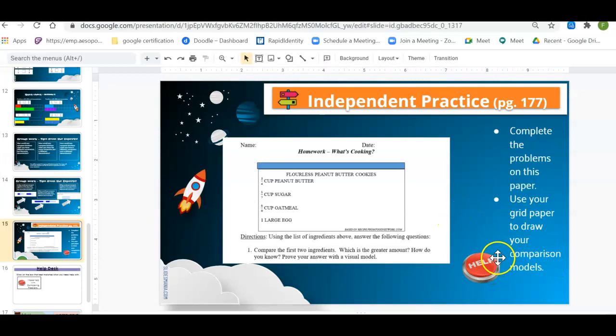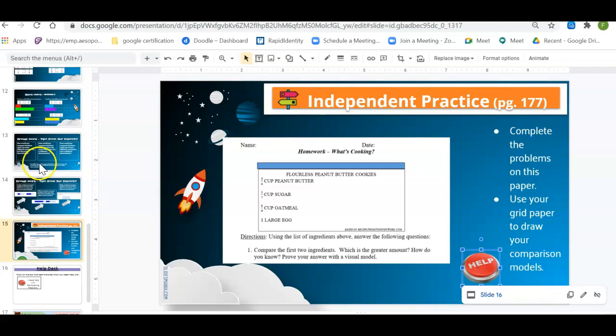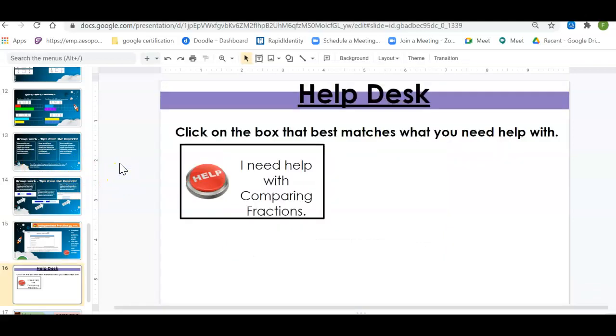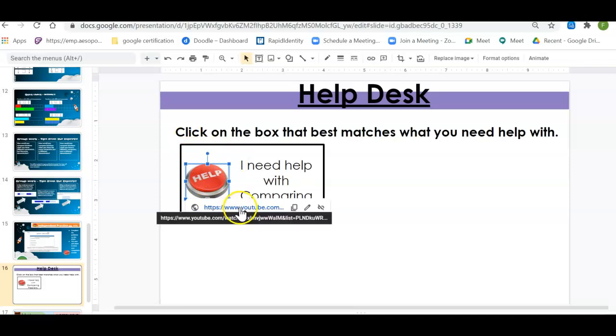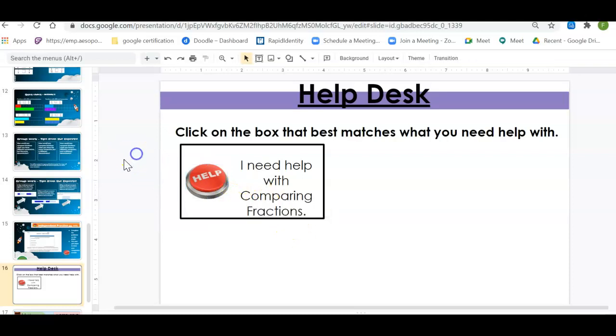And as you work, guys, if you need help with comparing fractions, then all you need to do is click on this little red help button, and it's actually going to take you to the very next slide. And this is the same video that I had you watch earlier in this lesson. So you click there, and then you click on the little short YouTube video, and then you get instructions again or reminders on how to compare fractions. And you can watch this as many times as you like.